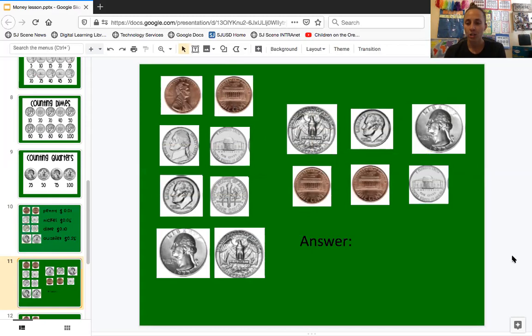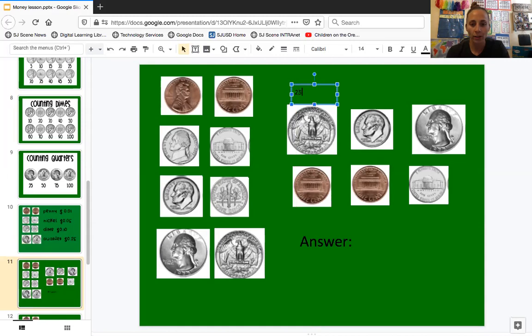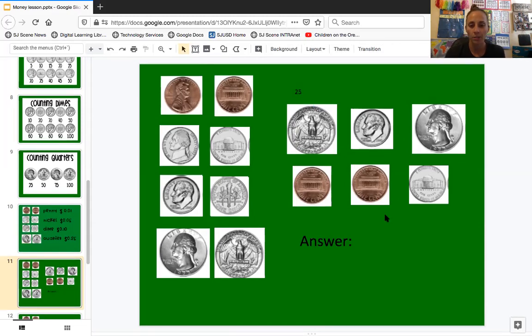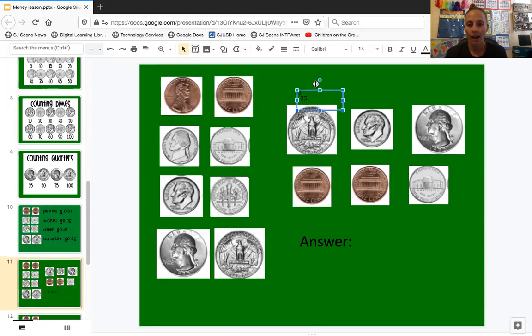Okay, so when you're counting money, you wanna count the biggest coins first. So what are the biggest coins here that we have? The biggest coins are, yes, the quarters, okay? So we're gonna count the quarters first. How much is this quarter worth? 25, right? So I'm gonna write 25, okay? And where else do we have a quarter? Do we have another quarter somewhere? Yes, right here, right? We have another quarter.